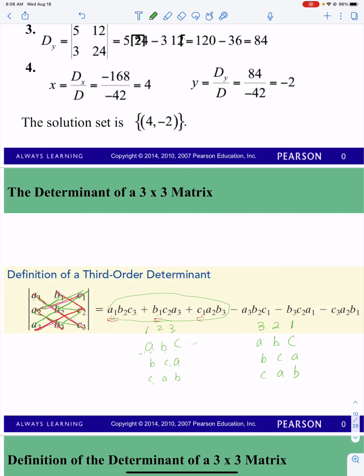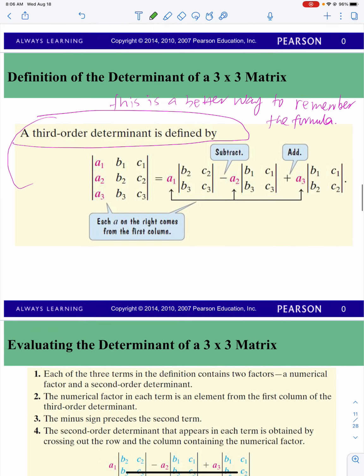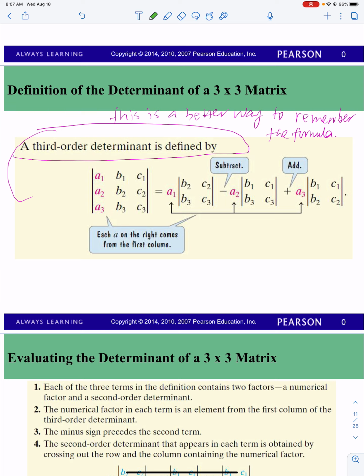But if you do not remember the rules, you can also use this definition. Then you use A1. What does this mean? If you forget this rule, you can delete the row and the column that has A1 on it, and then all the others you write down.